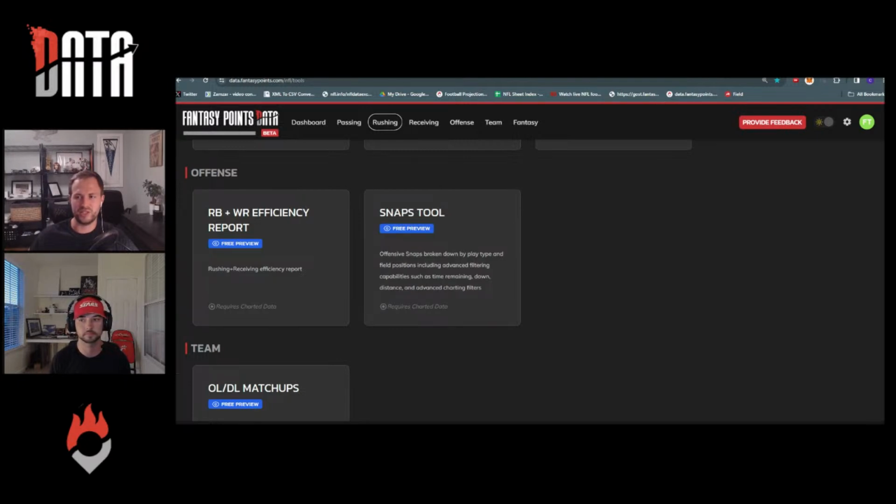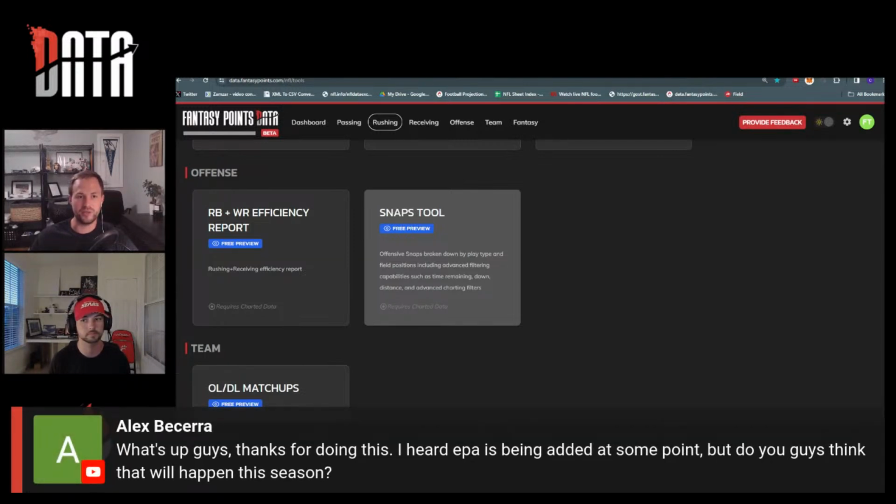Anything like an efficiency type stat, it's going to be in there. Snaps tool is also super useful. It'll tell you all the snaps that we chart for guys on the field and the scenarios they happen in. If you want to know how many snaps Devon Achane played versus Raheem Mostert by quarter, you could go look that up here.